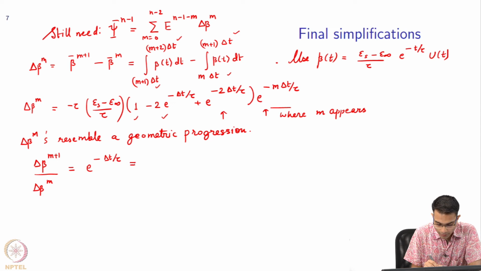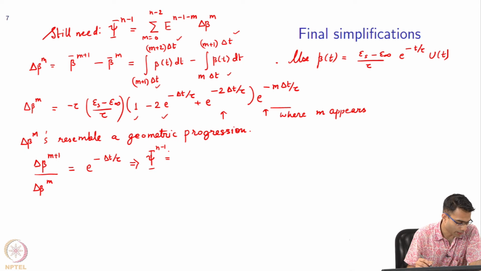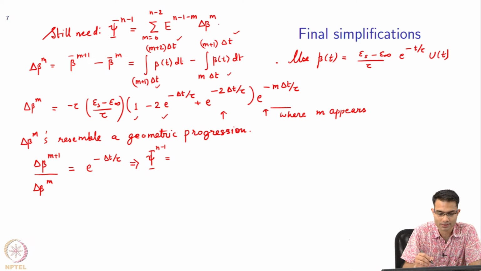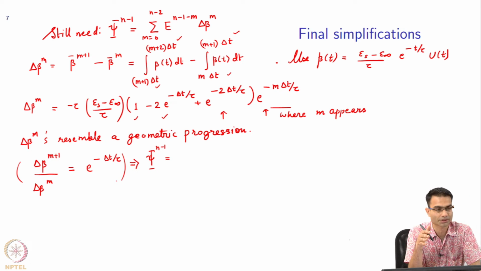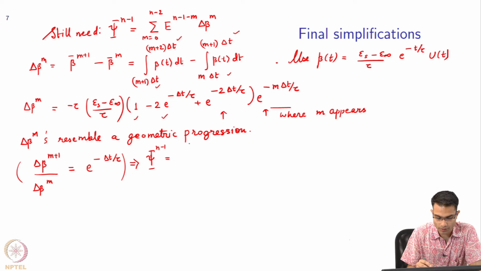So, now I can write down the expression for psi n minus 1. Let us split this summation. I have m equal to 0 to n minus 2. I want to utilize this observation that I have over here. So, a small trick: I am going to split this summation keeping the first term. What will be the very first term?